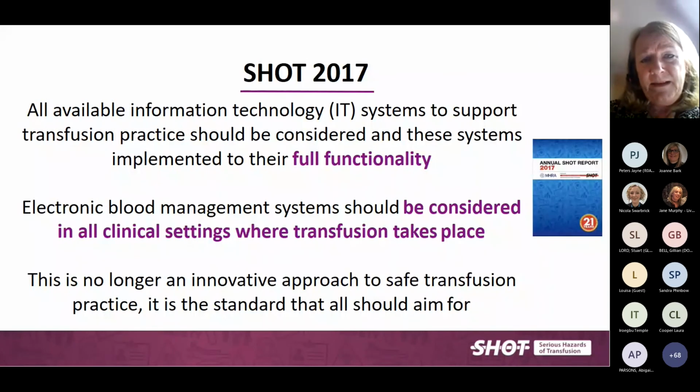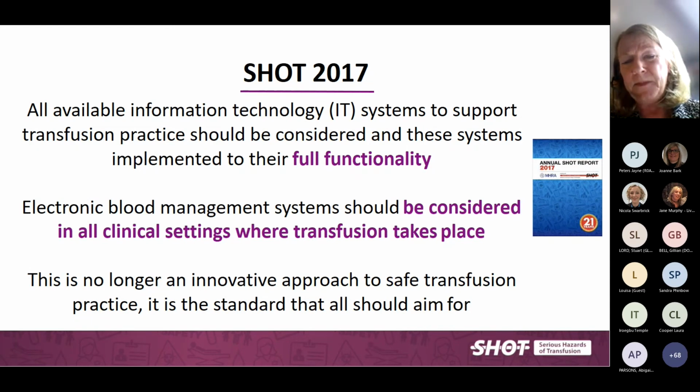Probably the biggest recommendation SHOT made in relation to IT was in 2017. And this was to say, and you'll remember my original 1999 report, we now say that all information technology systems to support transfusion practice should be considered, and they must be implemented to their full functionality.